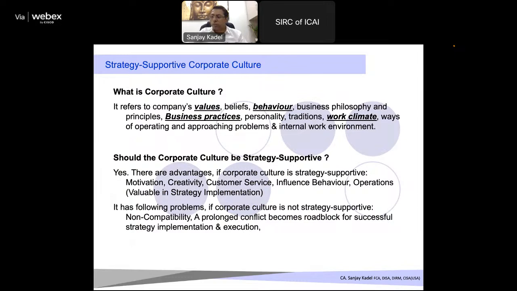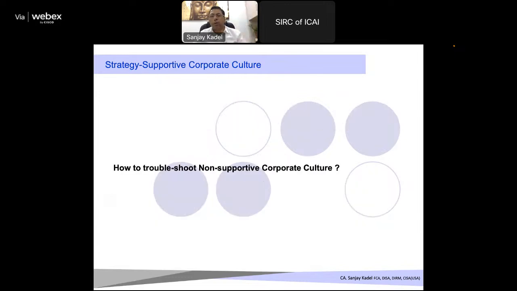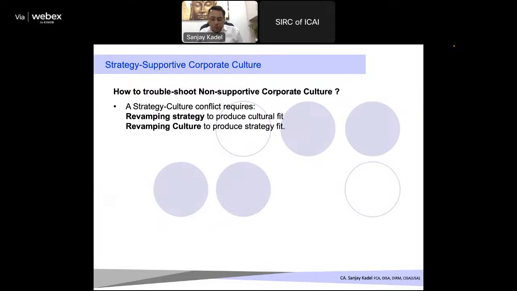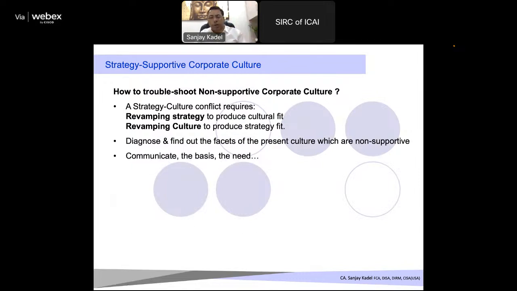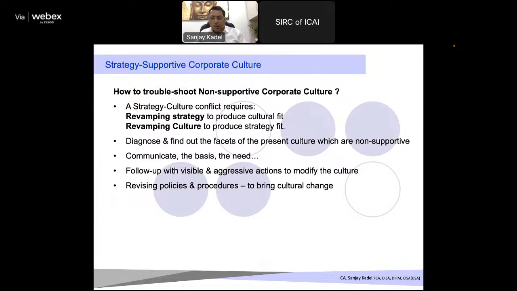So, what happens? You have to ensure that there is a strategy supportive corporate culture. How? How to troubleshoot? So, you can either revamp the strategy so that it matches with the culture of the people, or you have to revamp the culture so that it matches with the strategy. You can diagnose, check, analyze, and find out what are the present facets of the culture which are non-supportive and try to address those areas. You can communicate the basis and the need for adhering to the strategies. You can follow with visible and aggressive actions. You can revise the policies and procedures so that there is a change in the culture.